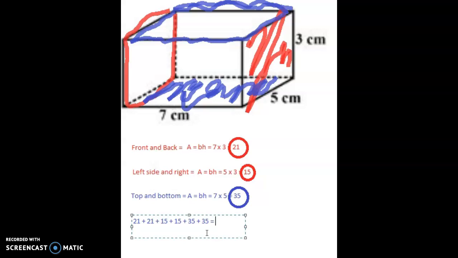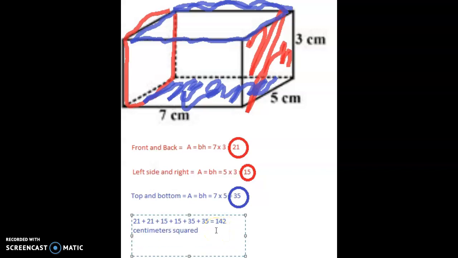If you go ahead and add that up, I believe you get 142. Because 35 and 35 makes 70, 15 and 15 is 30, and then 21 and 21 is 42. So 70 plus 30 is 100, plus the 42, 142. And again, that's centimeters squared because it's area. So 142 centimeters squared would be our final answer.